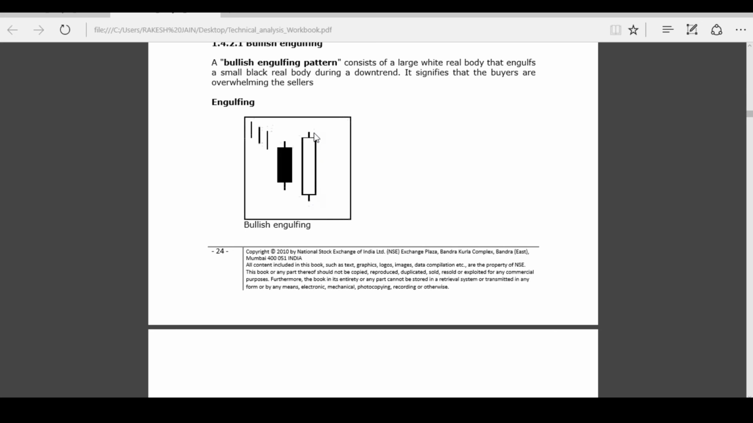How do you take a trade? The third day is when you take a trade. No, there cannot be two green candles in between. No, no, no. It has to be consecutive.